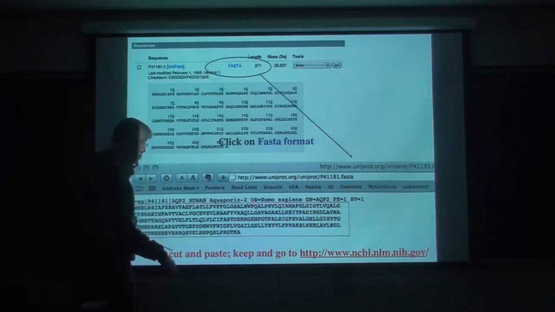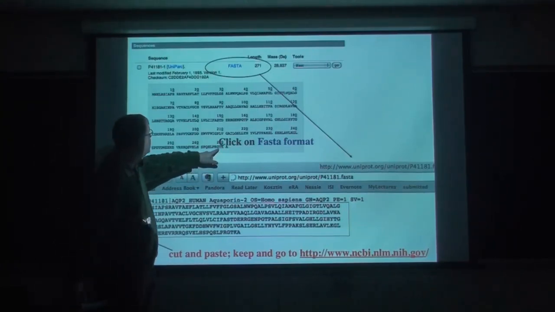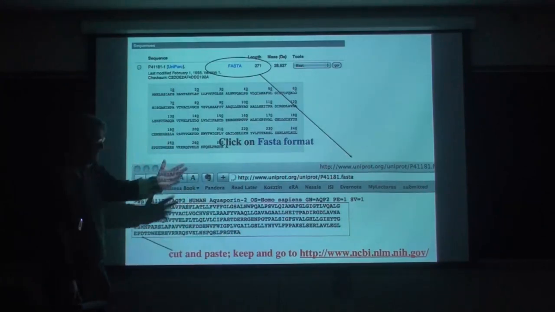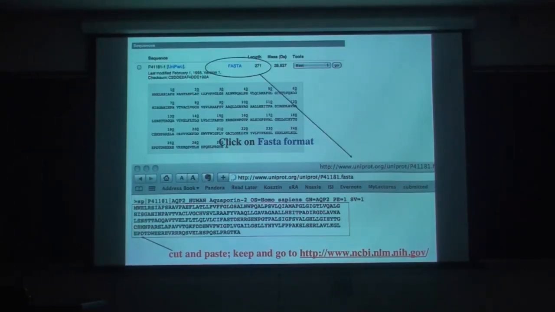And these are the one-letter codes. I'll show them in a second, to remind you what these one-letter codes stand for. These are the one-letter codes for the 20 amino acids. So you see MWE, last one, TKA. So it's the same, but this one you can now cut out, and use it for sequence alignment. So you cut it, keep it, and now you go to this other database, the NCBI database, where you can get the sequence comparison.